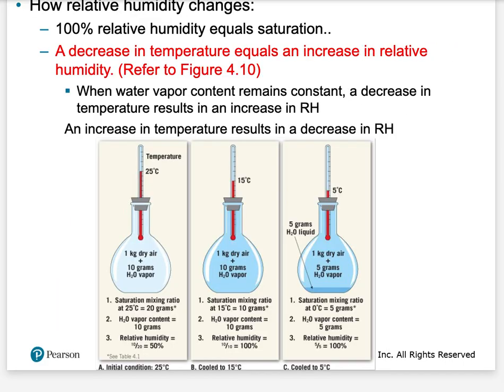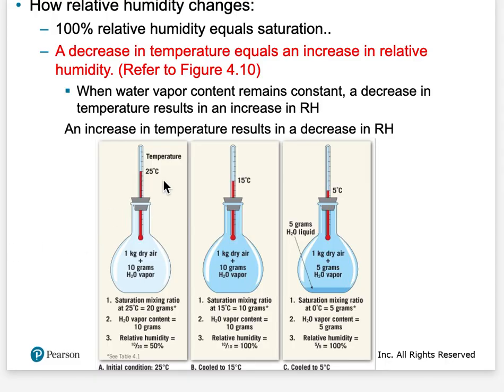And here we can see that a decrease in temperature equals an increase in relative humidity. Again, like we learned with the previous tables, at 0 degrees Celsius, the maximum amount of water vapor it can hold is 3 grams. So it's faster for cold air to be saturated than warm air, because warm air requires a lot of water vapor in order to be saturated.